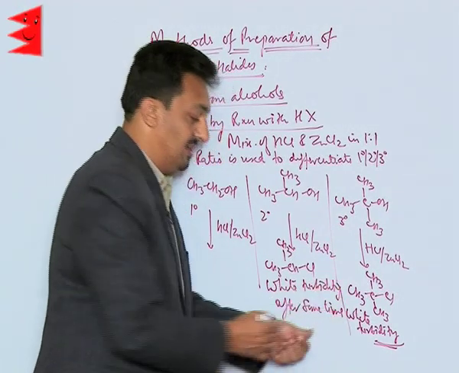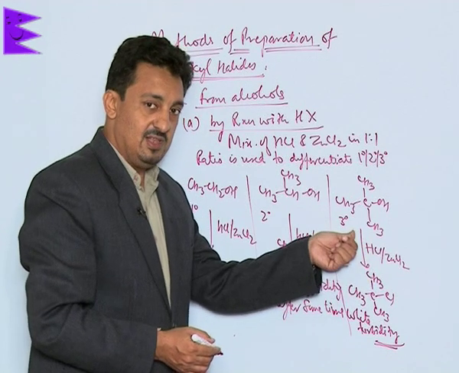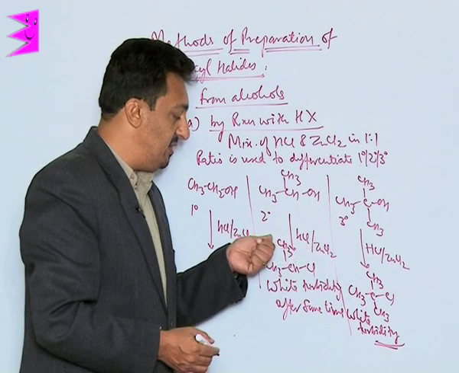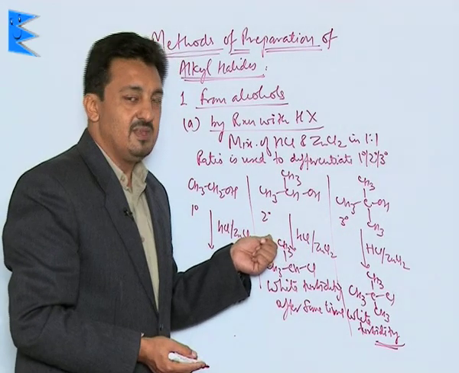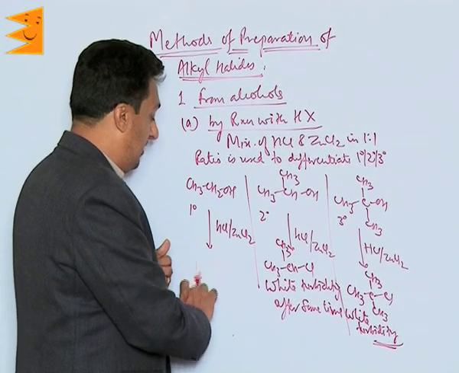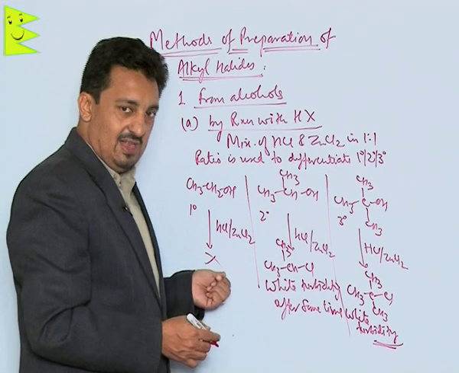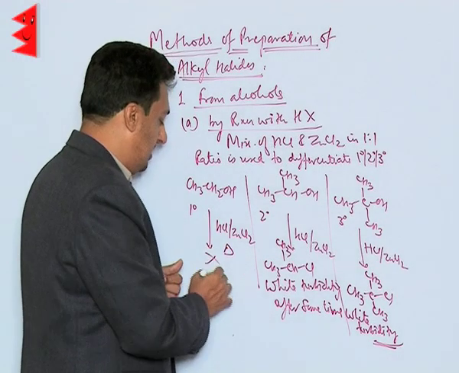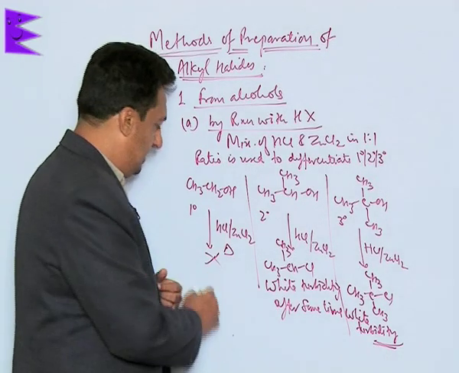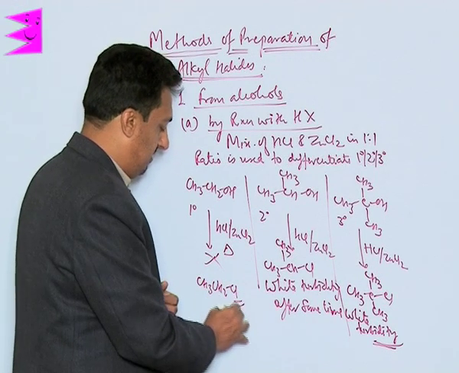If in any sample, on adding this Lucas reagent, we get white turbidity immediately, it's a tertiary alcohol. If we are getting white turbidity after some time, it is secondary alcohol. And if we are not getting any turbidity, it means it's a primary alcohol. The reaction only takes place on heating, and then we get the corresponding alkyl chloride plus water.